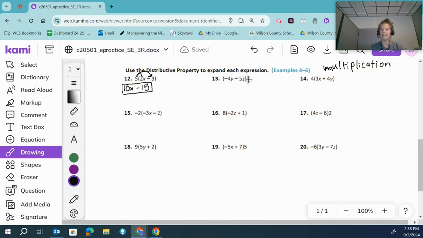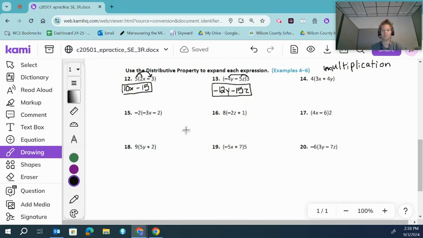Next one. The 3 is after the parentheses, but see how it's still directly next to it? That still means multiplication, and we are multiplying by everything inside. So 3 times negative 4y, a positive times a negative is a negative. 3 times 4 is 12, so negative 12. Keep my variable. 3 times negative 5z is going to be negative 15z. This is your expanded expression.